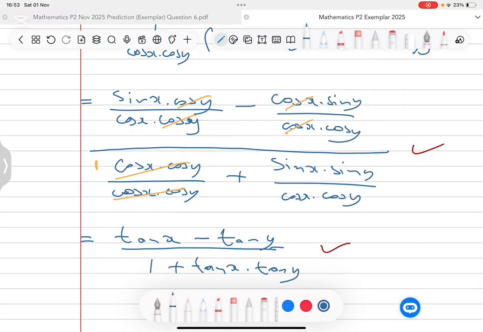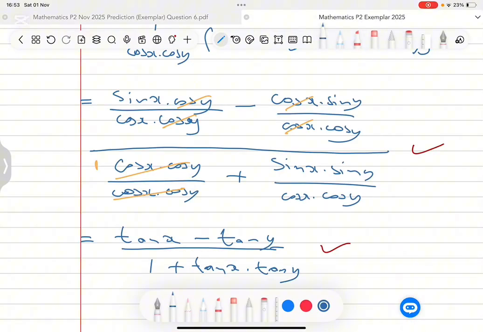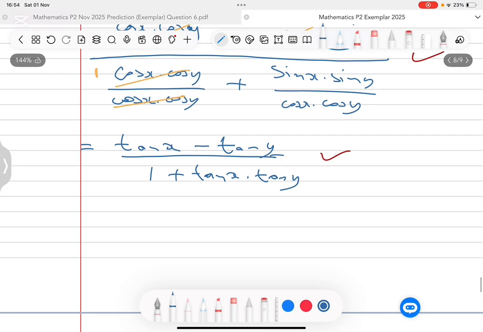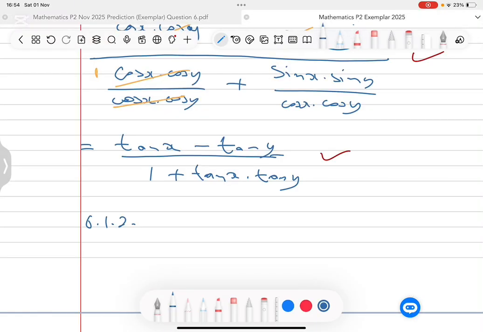Now, the next question that we are going to look at is question 6.1.2. It says here that hence or otherwise show that this tan 45 plus 60 degrees is indeed equal to negative 2 plus root 3. Now with this question, we are having here tan 45 plus 60 degrees, and we have to show that this is equal to negative 2 plus root 3.